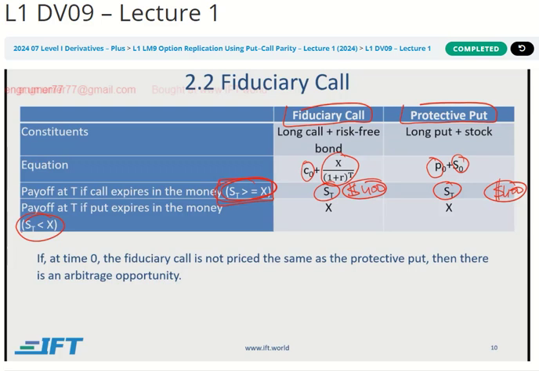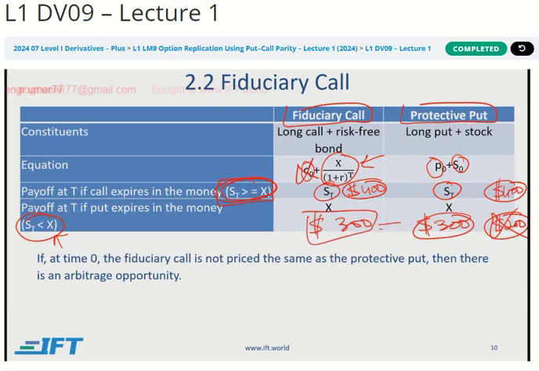And if you're looking at S less than X, which is the $200 scenario, naturally what will happen is that the stock price is less than X, so you will not wait for that. You will exercise your protective put, your put option, and sell at 300 because you have the right to sell at 300. Your call option will expire out of the money, and your zero coupon bond will be giving you $300. And in this scenario, again, 300 is equal to 300.